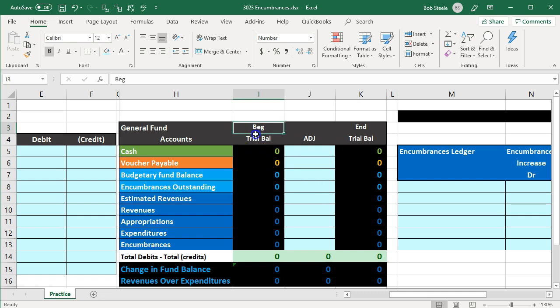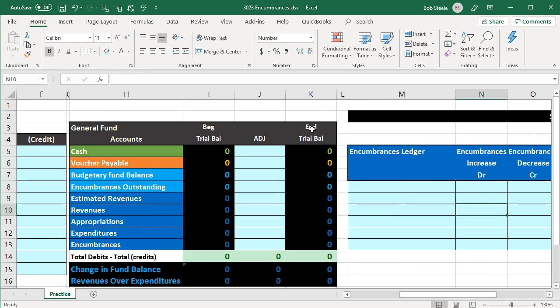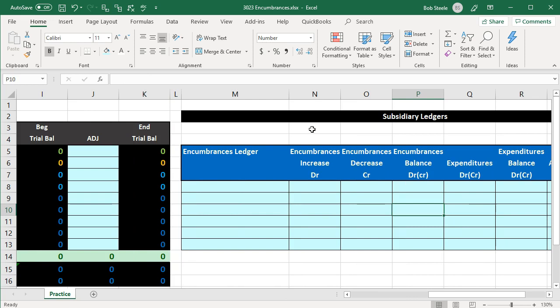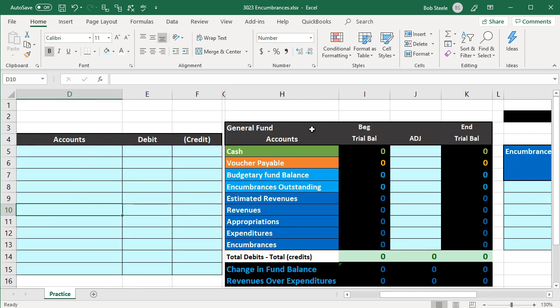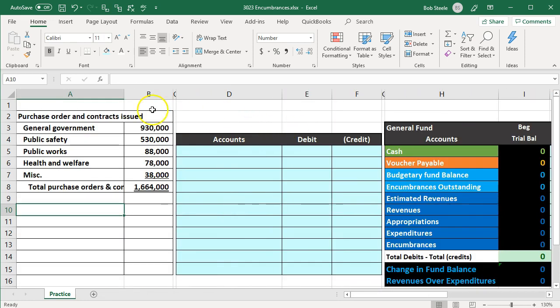The worksheet having a beginning trial balance and ending trial balance. We're starting off with just zeros here in the beginning trial balance. The goal here is just to get an idea of these types of accounts, where they line up in terms of a chart of accounts, so we can see what these actually mean in terms of the posting of these types of transactions. And then we'll take a look at the subsidiary ledgers related to encumbrances and how to record that information as well.